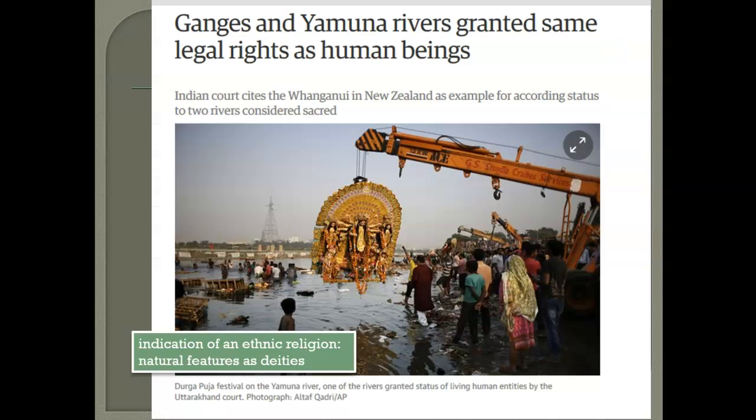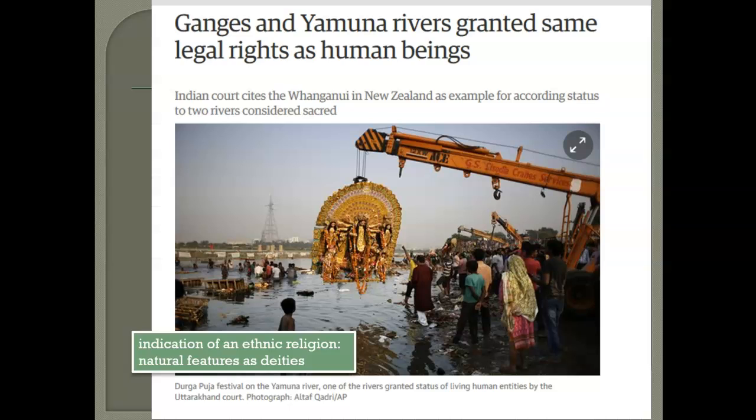One more indication that this is an ethnic religion or an ethnic classification for this: natural features are deities. Right? And so the Ganges and the Yamuna, the Ganges is seen as the mother river. It is seen as a sacred goddess. They have actually been granted the same legal rights as human beings. They can be represented by humans as an entity in court with rights. So, because these rivers are seen as sacred, this is clearly an ethnic religion. We are tied to physical features here.